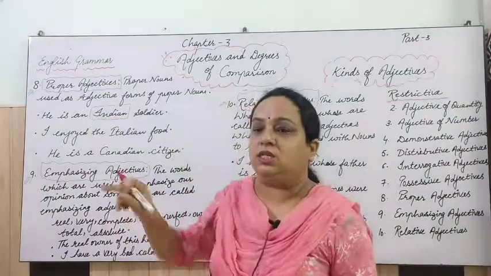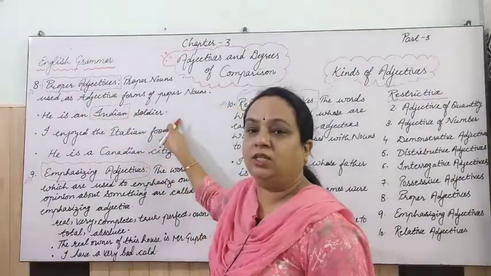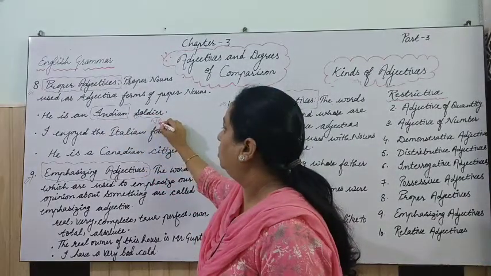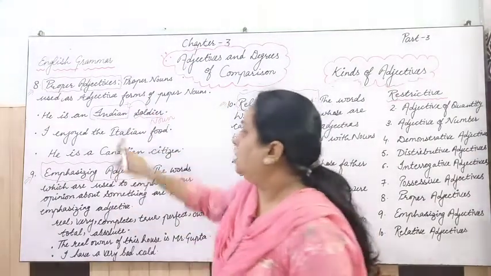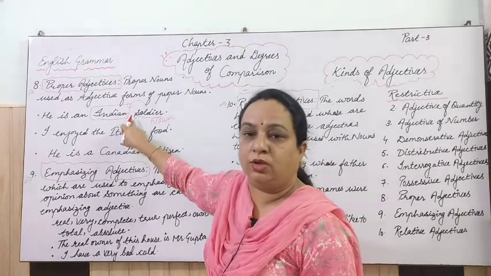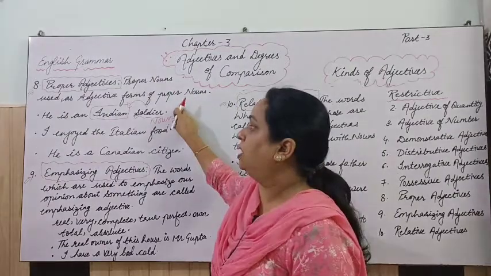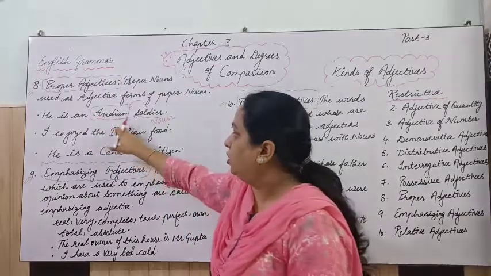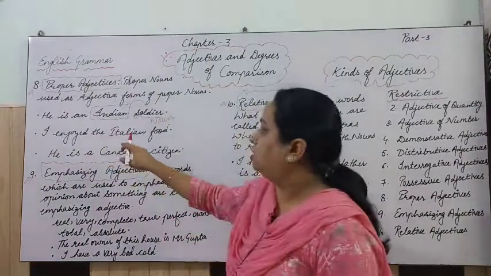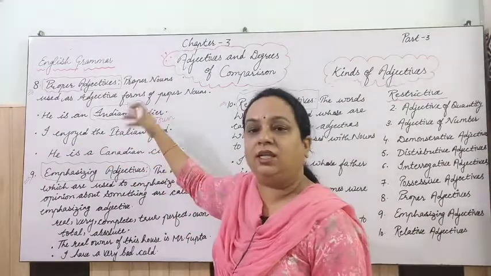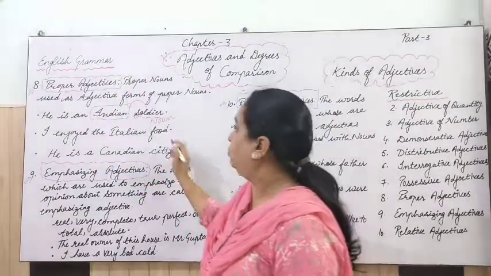Indian, right? But this Indian is being used as an adjective here, like he is an Indian soldier, because soldier is a noun. And before that, this word Indian is telling the quality of that soldier. So the word Indian is expressing the quality of soldier here. That is why this is known as a proper adjective. Indian is a proper noun. I enjoyed the Italian food, like India and Indian. So I enjoyed Italian food, right? So which food? Noun is what?